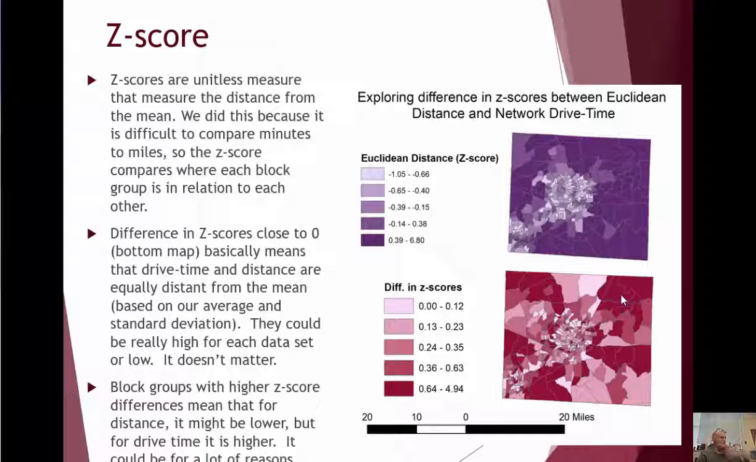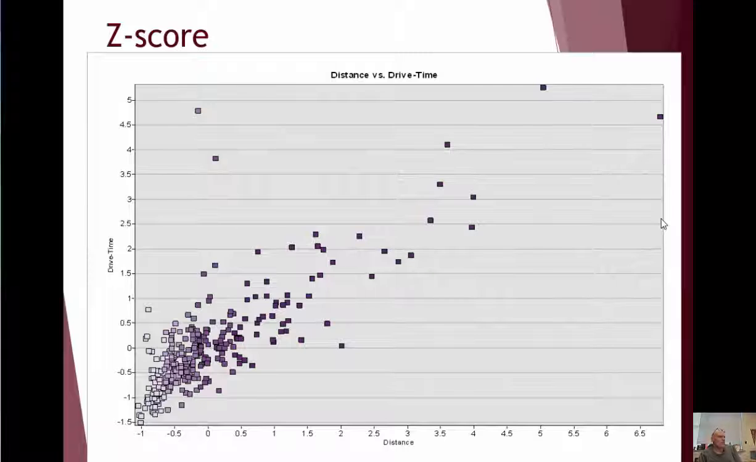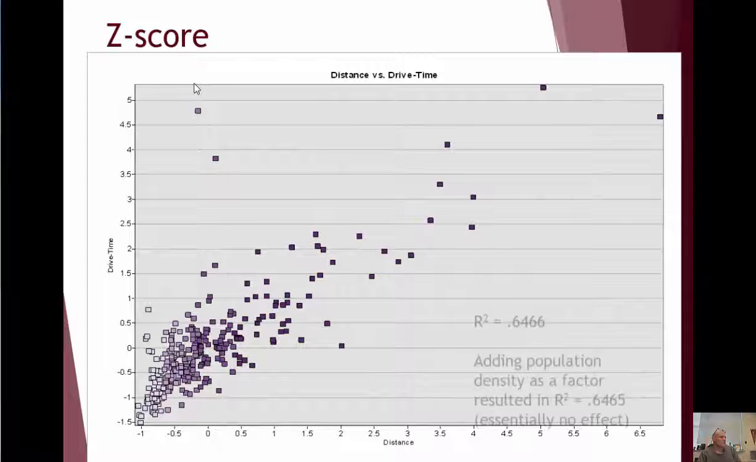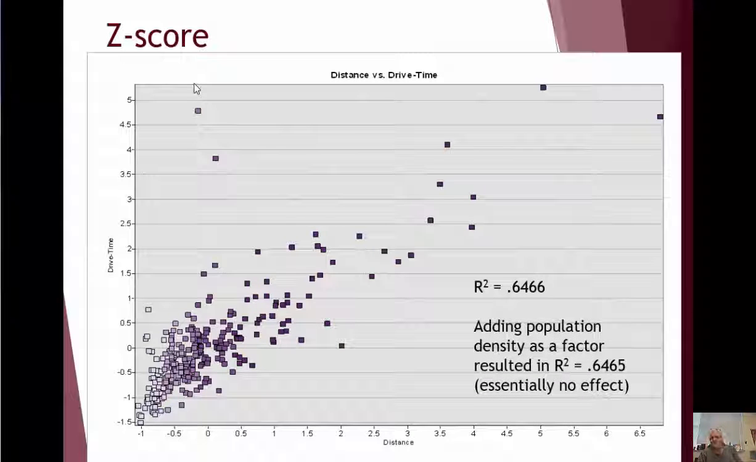It doesn't matter. So block groups with higher z-scores mean that for distance it might be lower, but the drive time is higher. It could be for a lot of reasons, because what we did was we went and mapped scatter plots here. So you can see here, these areas in the top here, they have a really low distance, but really high drive time, which I thought was kind of interesting. And so we ran something called an R-squared.